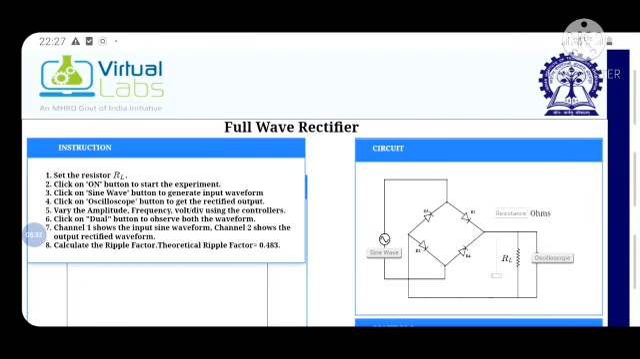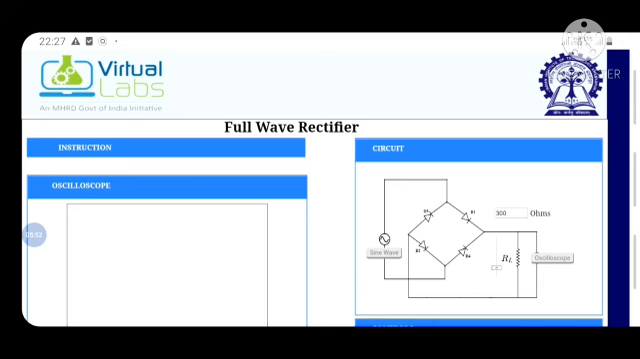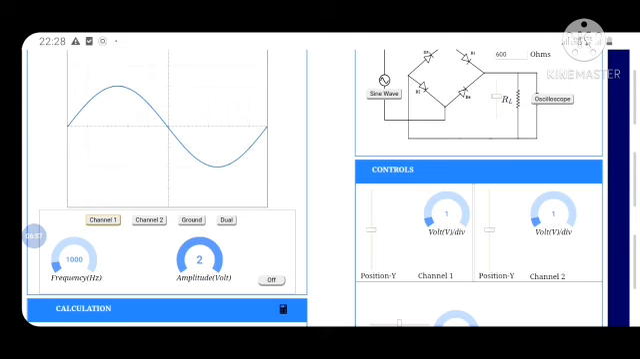Number 3. Click on the sine wave button to generate the input waveform. Then number 4. Click on the oscilloscope. Let's start. First, fix the value of the load resistor. I have fixed it at 600 ohm. Then click on the on button and sine wave button and oscilloscope.